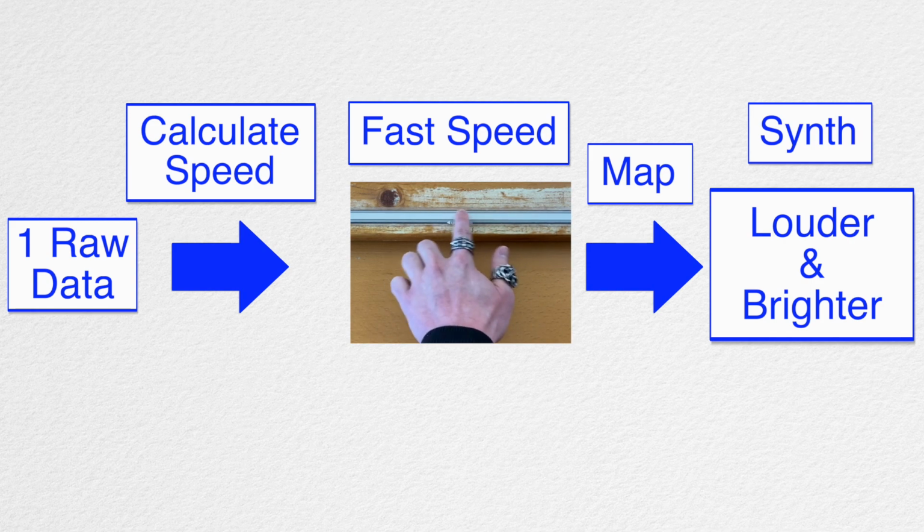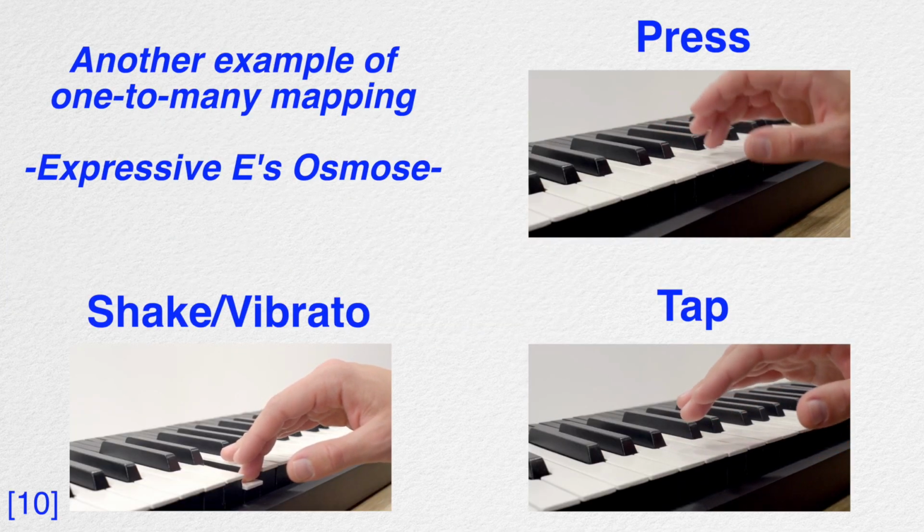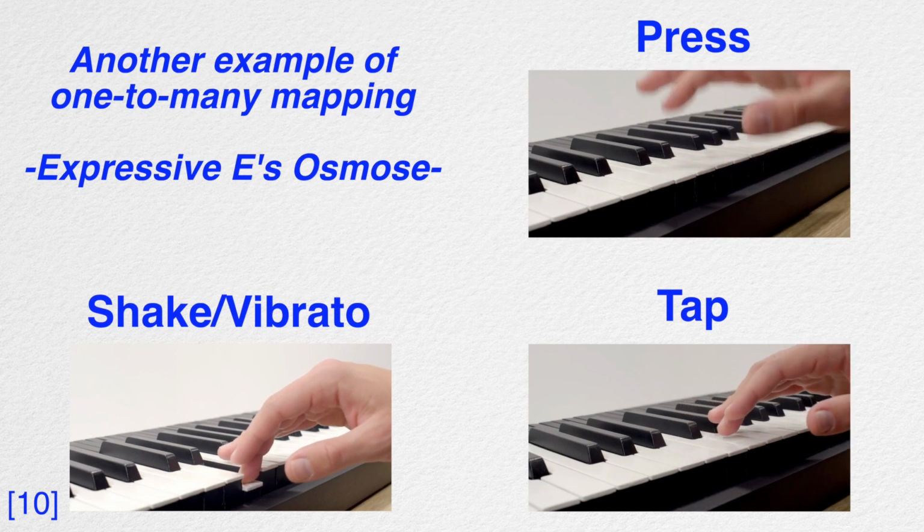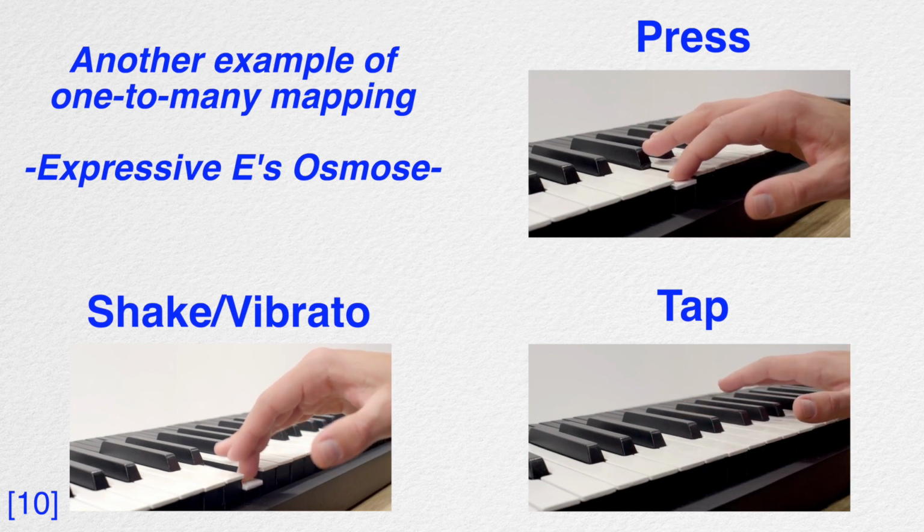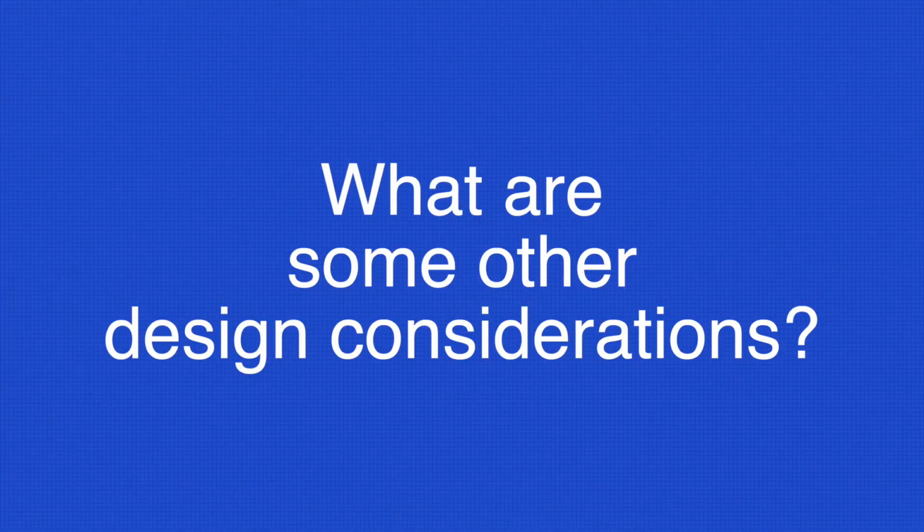I'm thinking about making a video where we do a one-to-many mapping exercise, so please stay tuned for that. It is a designer's goal to create a new electronic instrument with the same level of subtle control over sounds as existing acoustic instruments. In addition to mapping, what are some other design considerations?